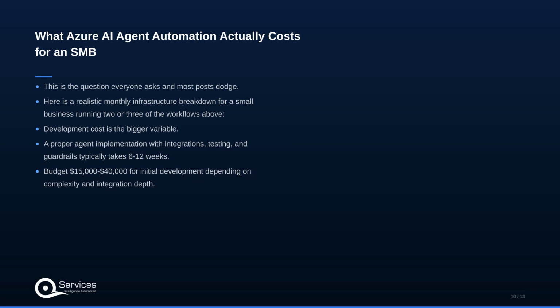For keeping infrastructure spend in check, the tactics in our Azure Cost Optimization Guide apply directly. Use consumption-based pricing where possible, set spending alerts before you deploy anything, and start with GPT-4o Mini for classification and extraction tasks that don't need the full model. The cost difference between GPT-4o and GPT-4o Mini is roughly 15x per token.